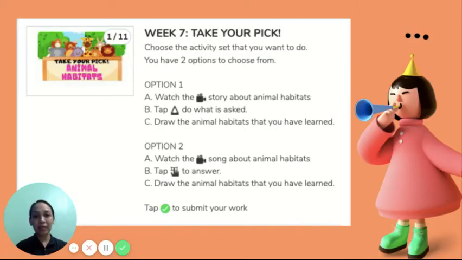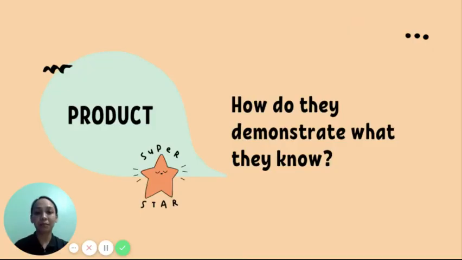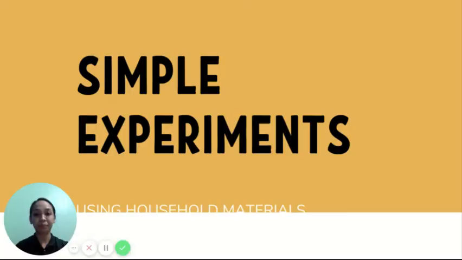Okay, so here is an activity where students get to choose. They have options to choose from. So for the first activity, option 1, they will watch the story about animal habitats. And for option 2, they will listen or sing a song about animal habitats. Okay, so we can also vary the product. So how are they going to demonstrate what they know?